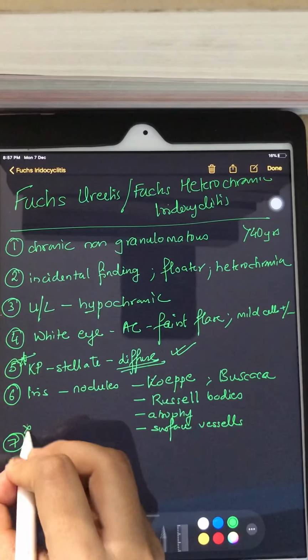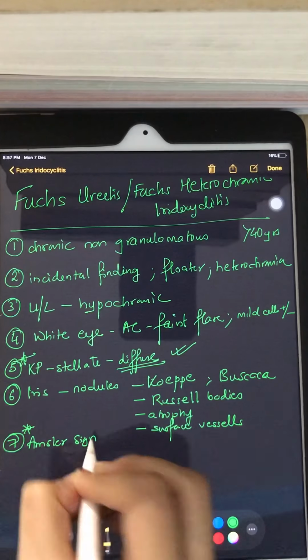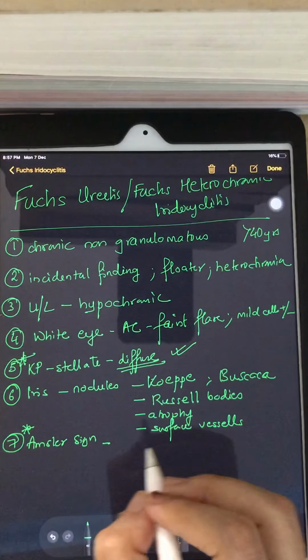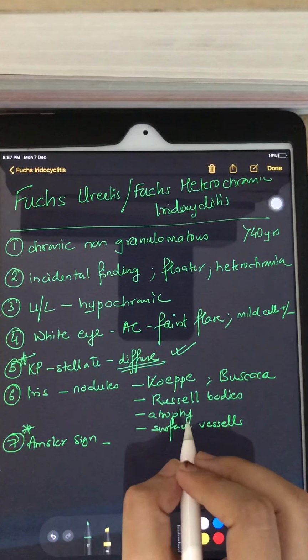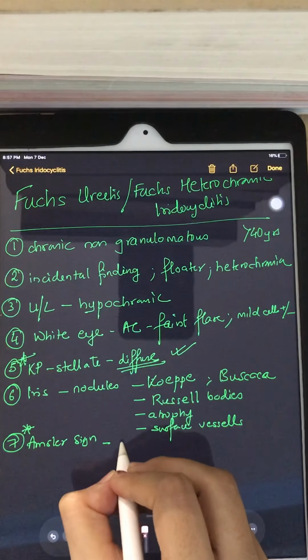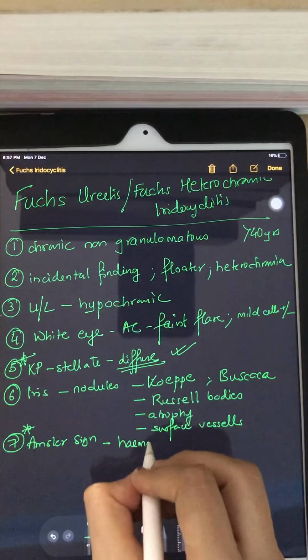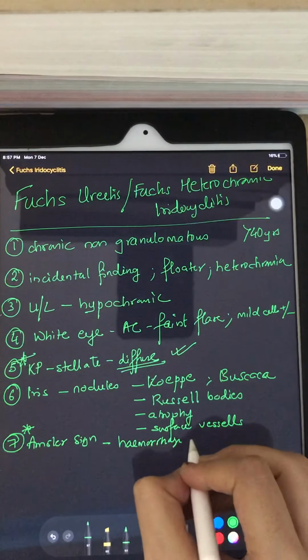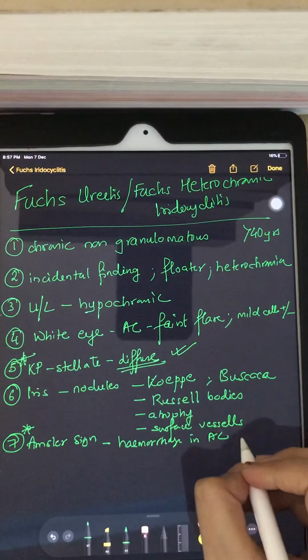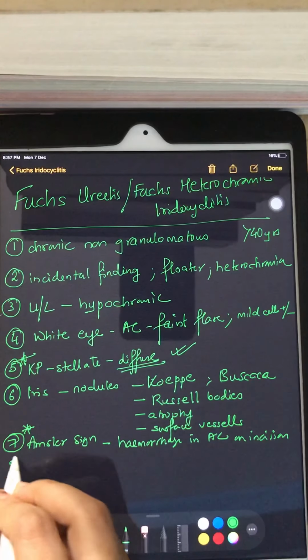Then another characteristic feature is Amsler's sign. The fine radial angle vessels which are seen on gonioscopy bleed. When we enter the anterior chamber and an incision is made, there can be a hemorrhage. So there is hemorrhage in the AC on incision. That is known as Amsler's sign.